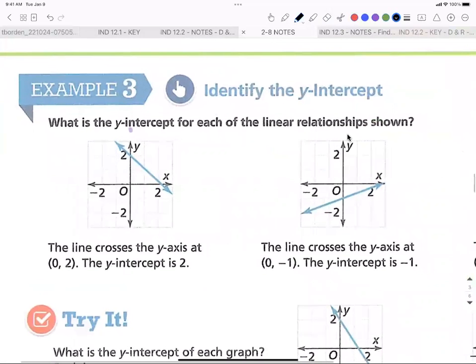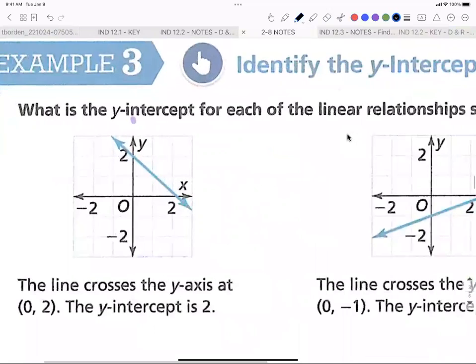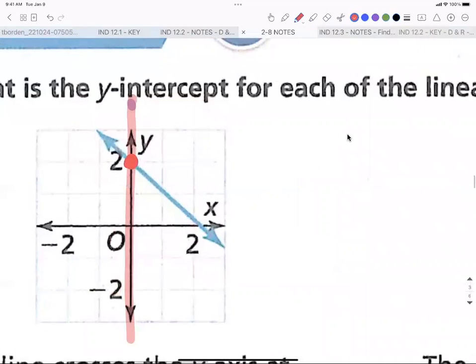Example 3 says, okay, we're given a graph, and it says, what is the y-intercept for each of these linear relationships shown? Okay, don't overthink this. It really is this easy. Remember, we're just caring about our y-axis. And we just want to put a point where our line crosses it. So our line, the blue line, crosses our axis right there. So our y-intercept is 2.